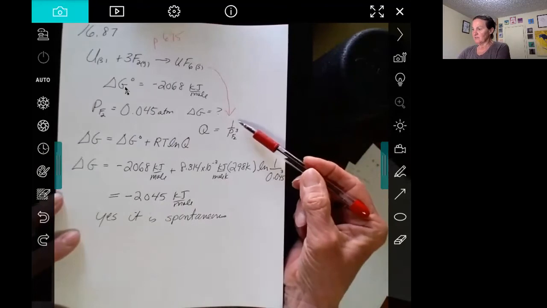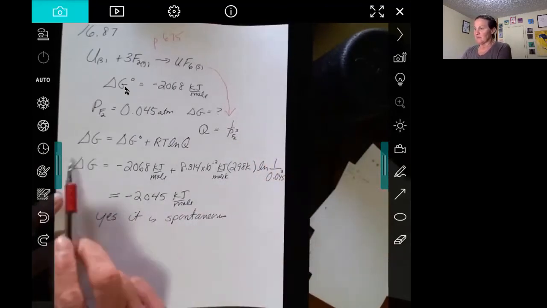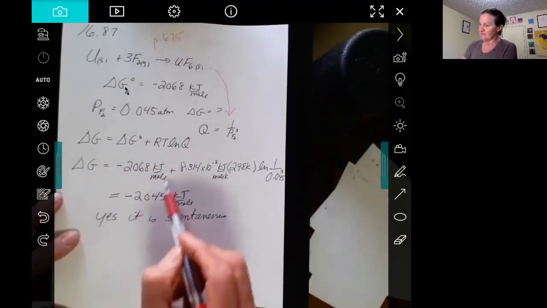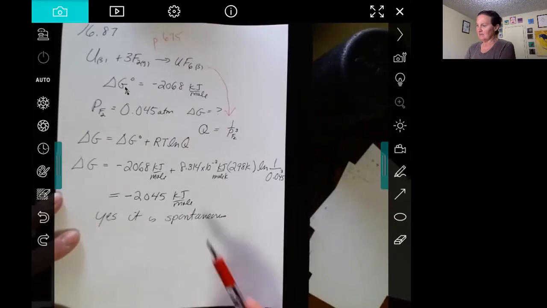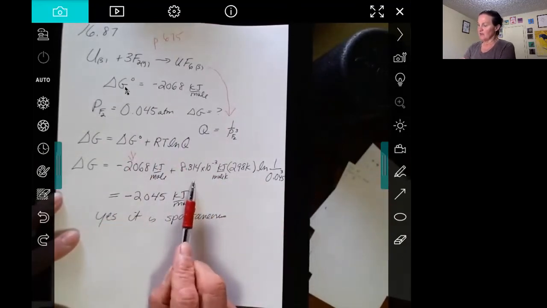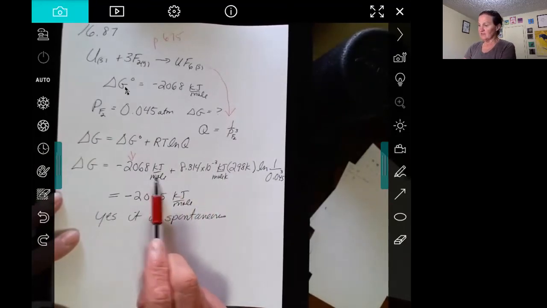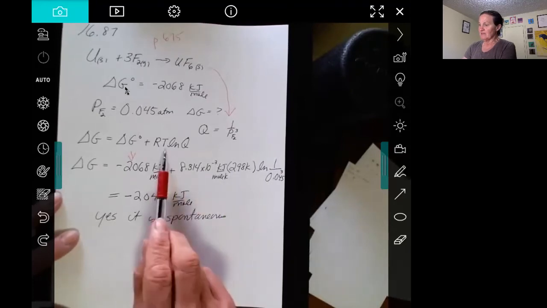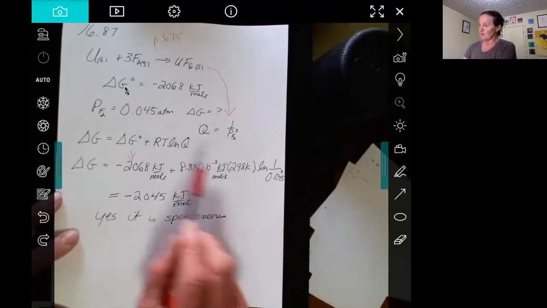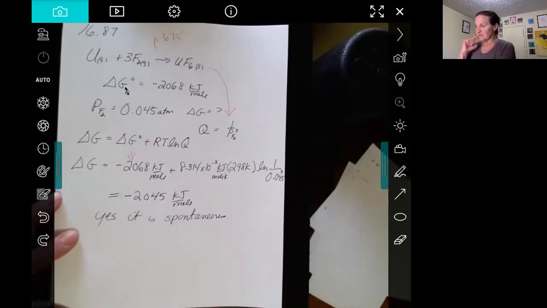So the Q is going to be 1 over the pressure of the fluorine cubed. So when I plug that into this equation, I'll have the delta G standard state, plus RT. I'm going to use R in joules and then convert it to kilojoules, so I can add it to this kilojoules. And T is 298. Natural log of 1 over the pressure they gave us for fluorine, which is 0.045 atmospheres.